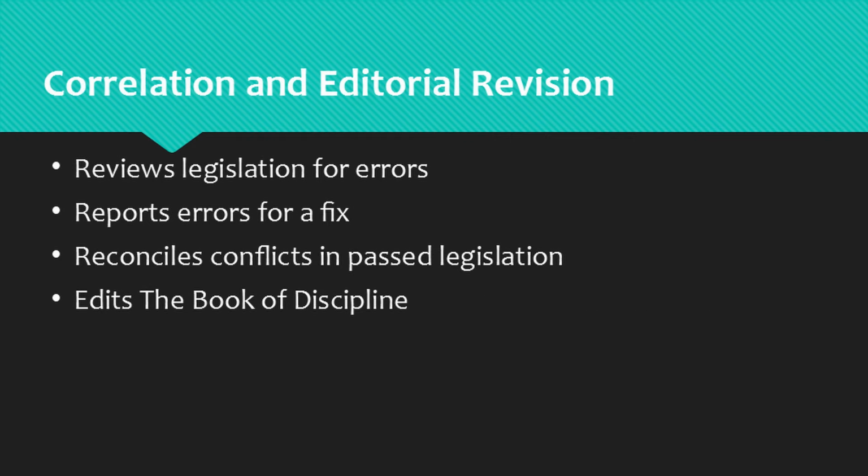The Committee on Correlation and Editorial Revision reviews legislation for errors, such as contradictions, duplications, and inconsistencies. It reports any errors to the relevant legislative committees or to General Conference. If 2 items are passed that conflict with each other, the committee has a process to determine which legislation prevails. After General Conference, the committee participates in editing the Book of Discipline based on the legislation that passed. The committee makes any minor edits needed to bring the legislation into harmony without changing its substance.